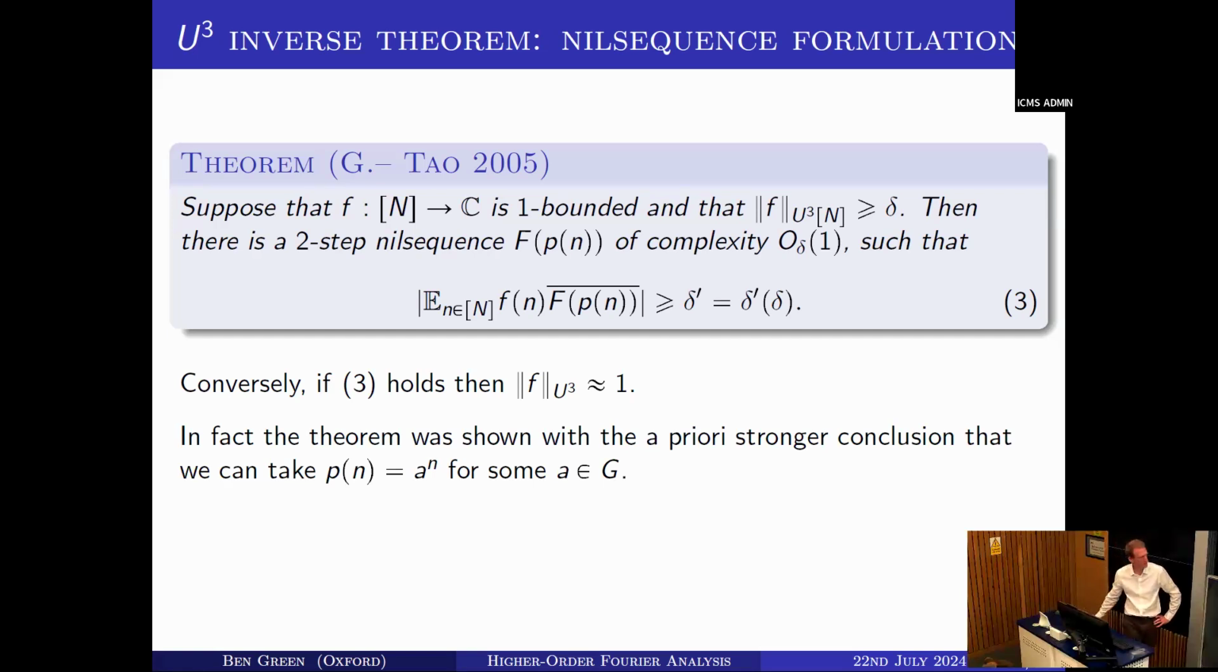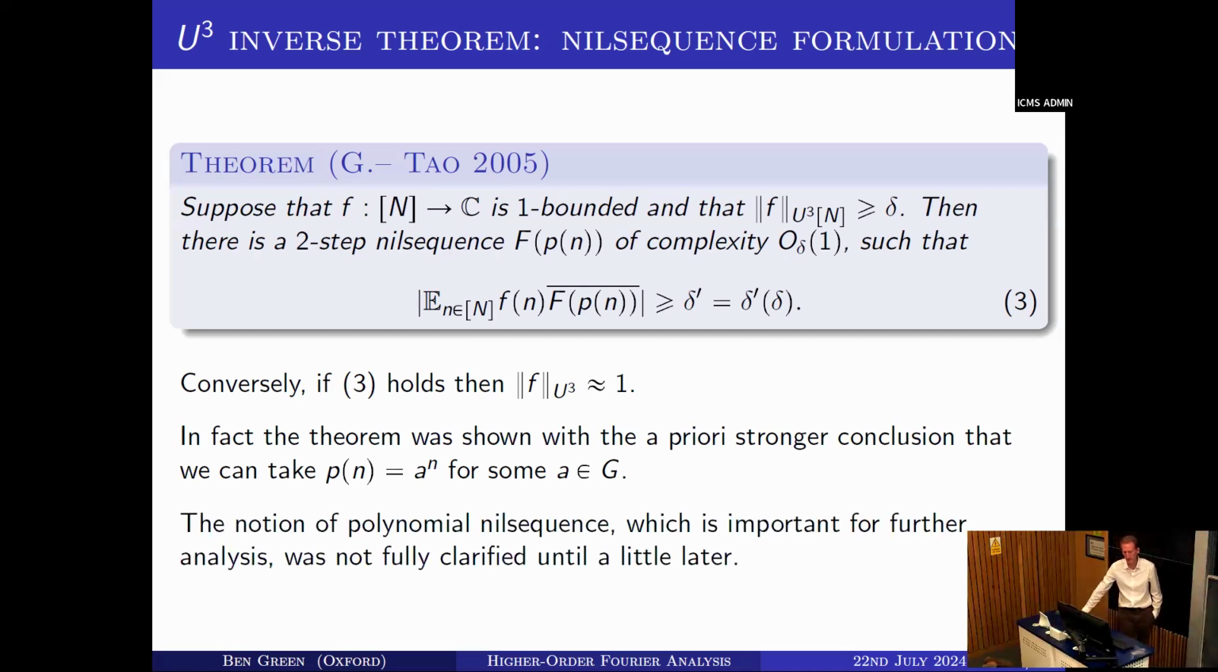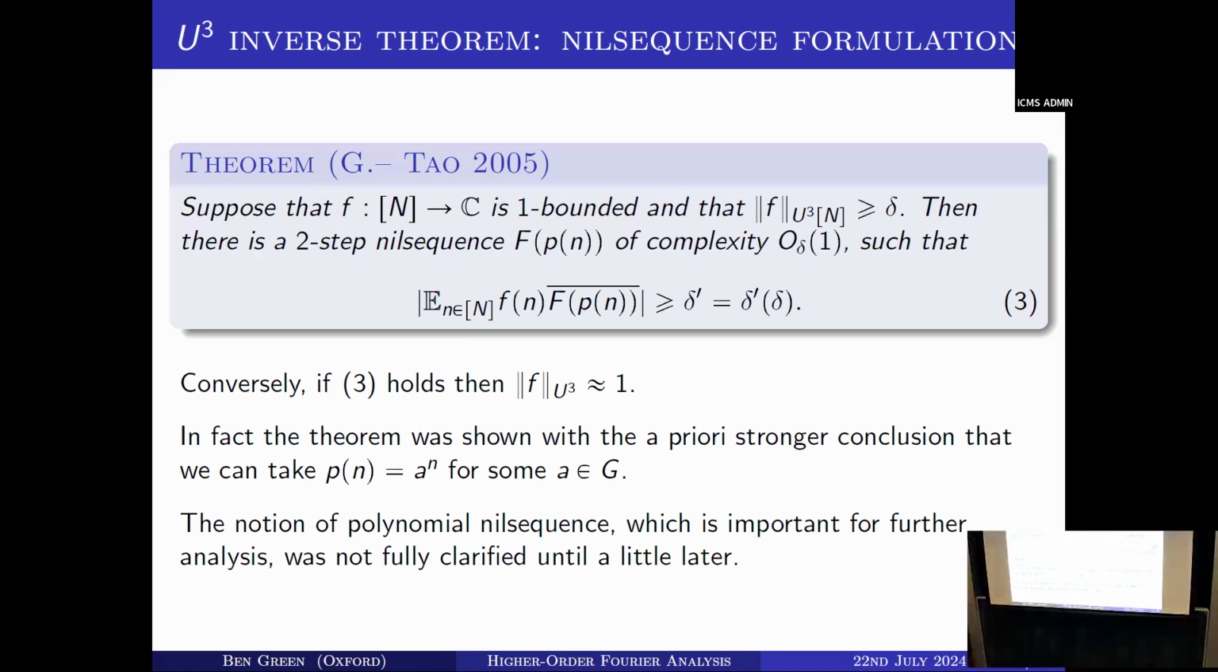Just for historical accuracy, in our theorem there, our polynomial sequence was what we call a linear nil sequence. So it's of the form a to the n for a particular a in the group, which seems as if it's a stronger statement. It's actually not, it's equivalent. The notion of a polynomial nil sequence, which is now, I think, the standard thing to consider for various reasons, was not clarified until a bit later.